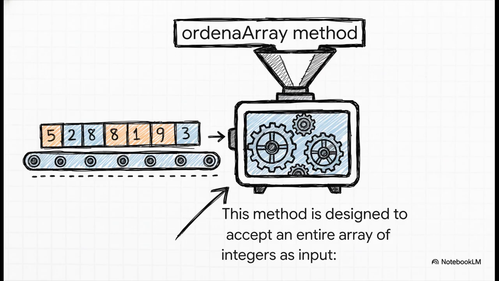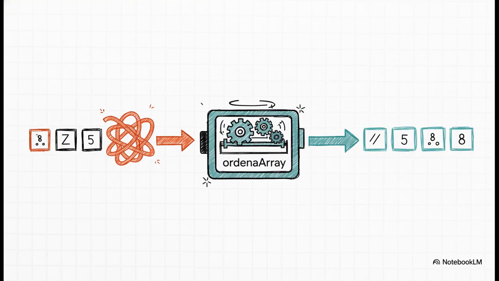This bit of code here defines a method called ordinArray, which basically translates to sort array. And it's designed to do one thing. It accepts an entire array of integers as its input. It doesn't care if that array has 10 numbers or 10 million. And after that method does its magic, it doesn't just return a single number. No, it returns the entire array, but now all of its elements have been rearranged in perfect order. You pass in total chaos, and in one single step, you get back perfect organization. That's what computational efficiency is all about.